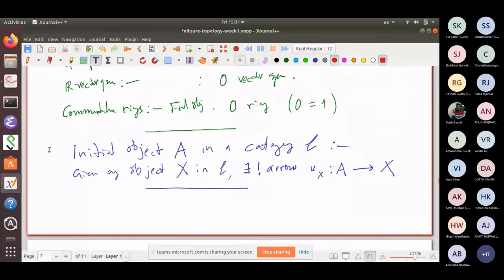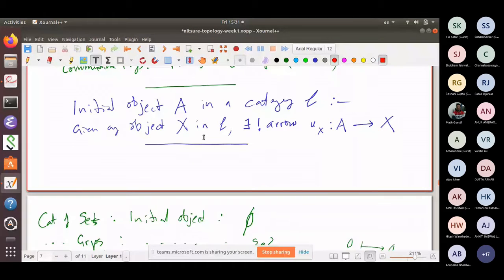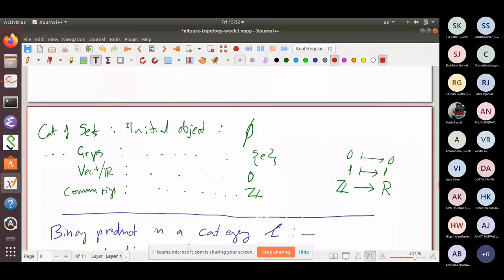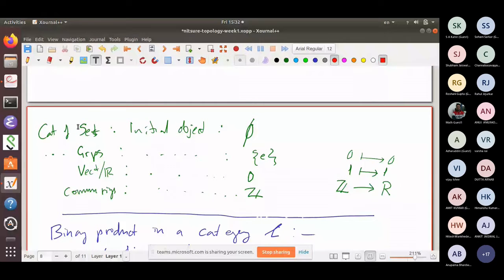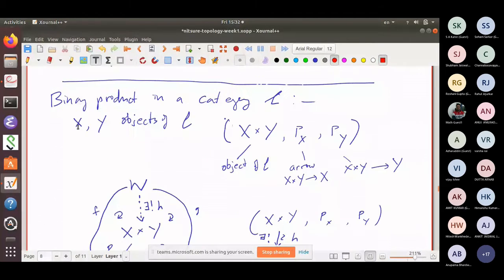Then we introduced some abstract ideas such as an initial object in a category, and that has a unique arrow to any other object. A final object in a category. And then we looked at how initial objects and final objects look in these various categories that we talked about. Then we also introduced binary product in a category.